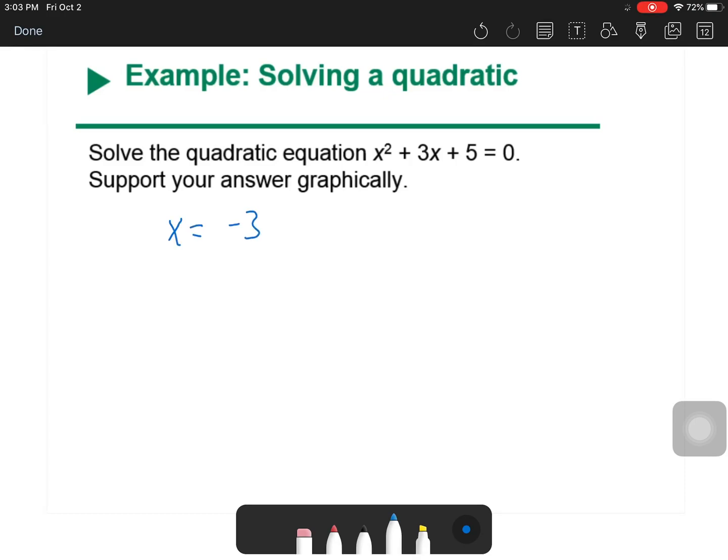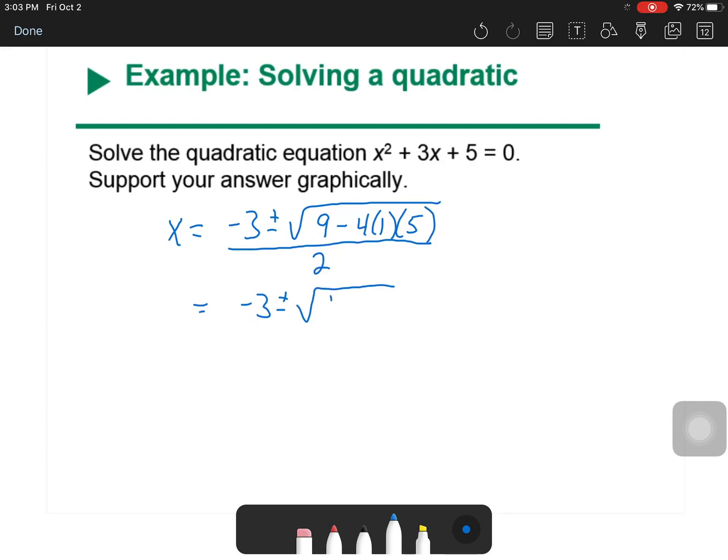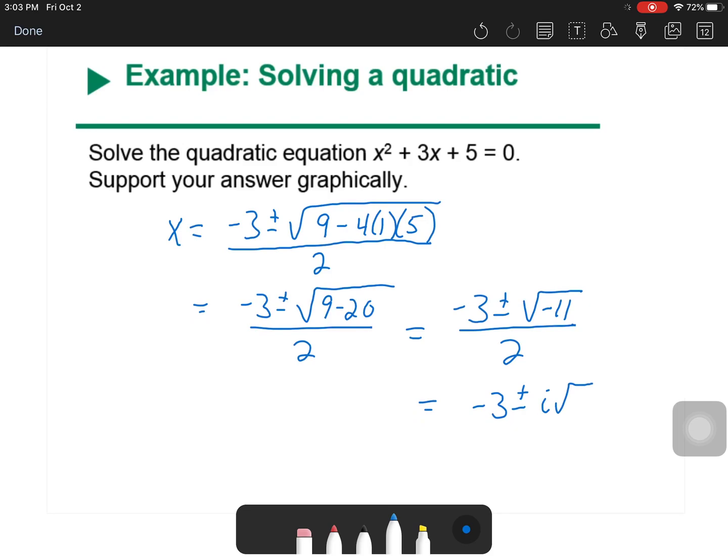So x equals -b, so that's -3, plus or minus the square root of b squared, which is going to be 9, minus 4 times a times c, all over 2a, which is just 2. And so I got -3 plus or minus, and this is going to be 9 minus 20, all over 2, and so I've got -3 plus or minus the square root of -11 over 2. Finally, -3 plus or minus i root 11 over 2.